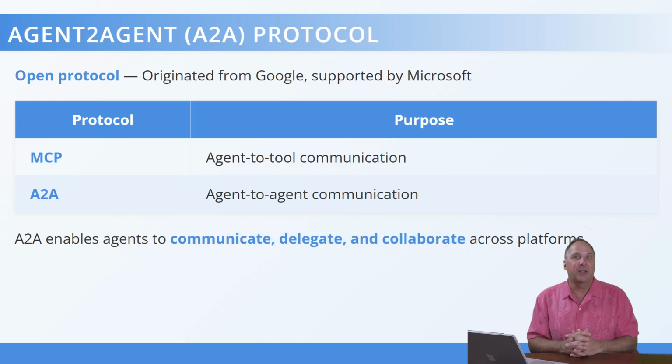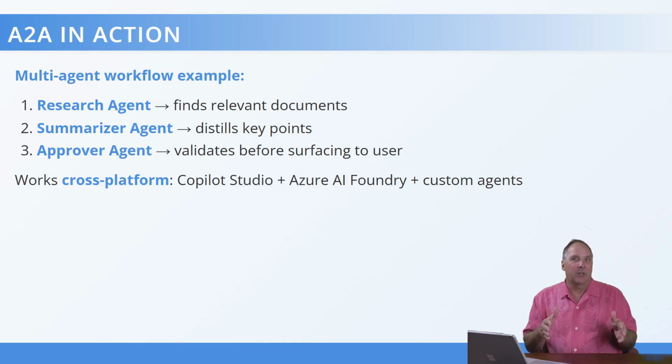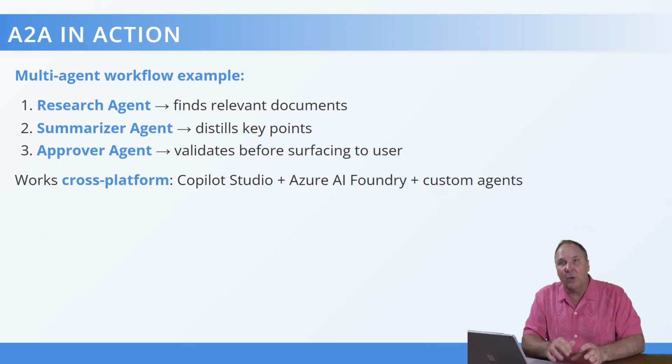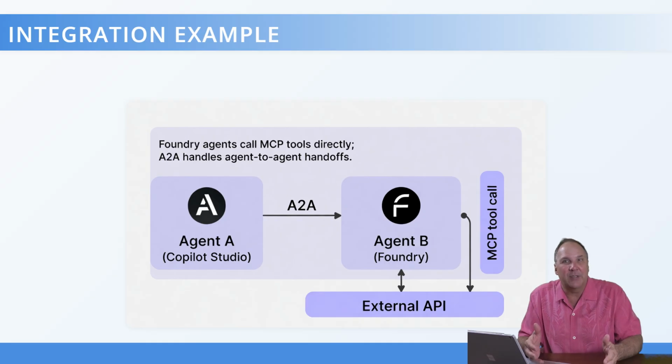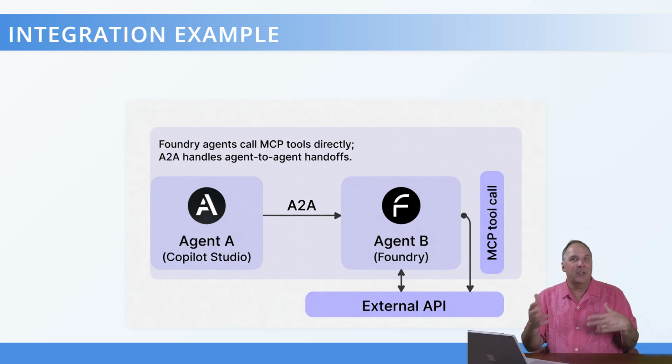And here's where it gets powerful. Multi-agent workflows. One agent plans, another executes, and a third validates. They coordinate through A2A. A Copilot Studio agent can delegate a task to a Foundry agent. They don't have to be on the same platform. Agents can ask for clarification or hand off complex tasks to more capable agents.